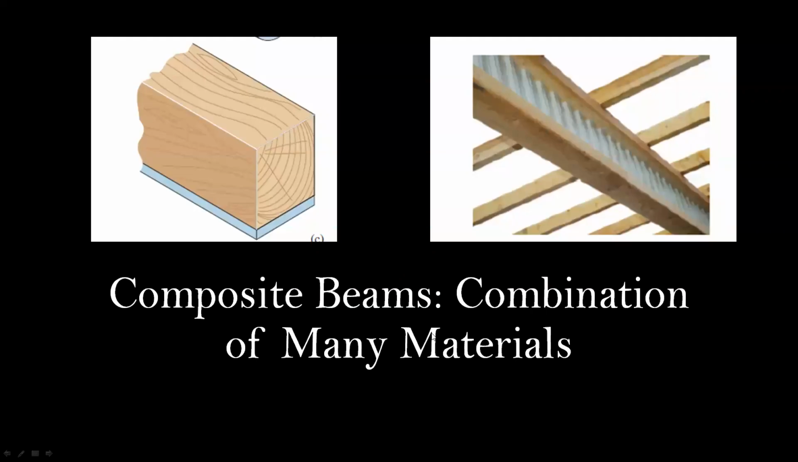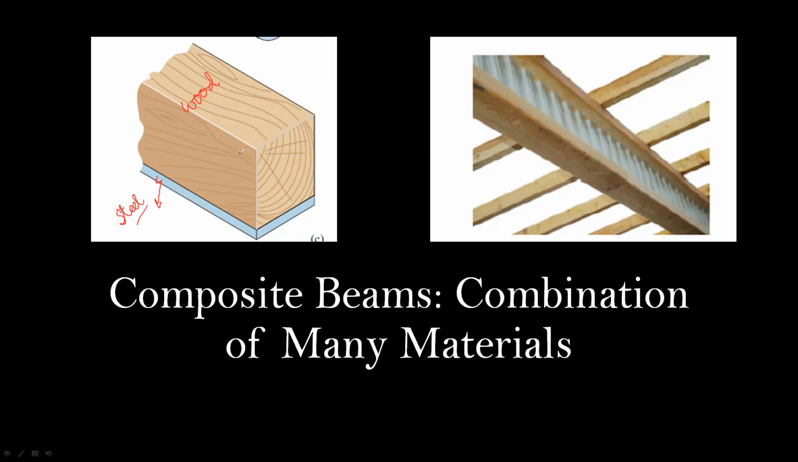first of all, as is clear from the slide, composite beams are a combination of many materials. If you look here on the left hand side, we have a beam that is made of wood. This portion is a wooden portion, but it has one portion at the bottom that is, say, for example, steel. This portion is wood, and if you look at the base, this is steel.